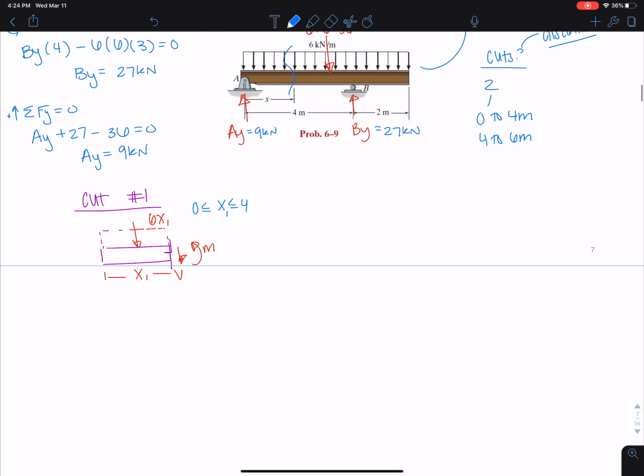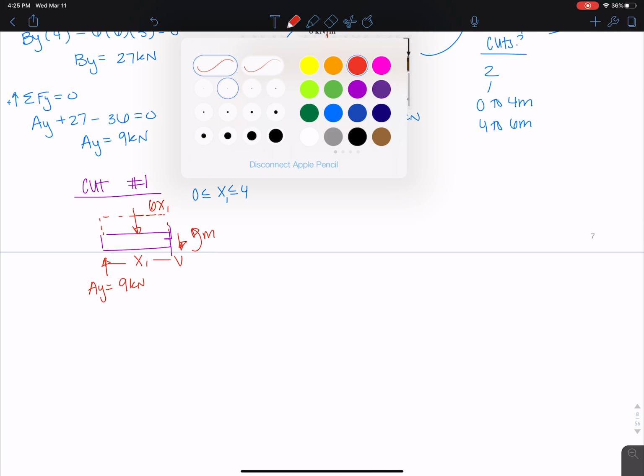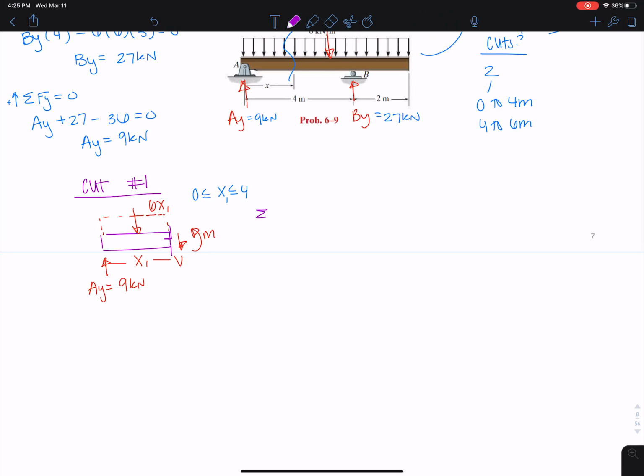Okay. And we know Ay here is 9 kilonewtons, right? All right. So let's start by summing forces in the y direction. Up is positive. 9 minus 6x minus V is 0. And we can get V of x1 is equal to 9 minus 6x1. We have one function done.